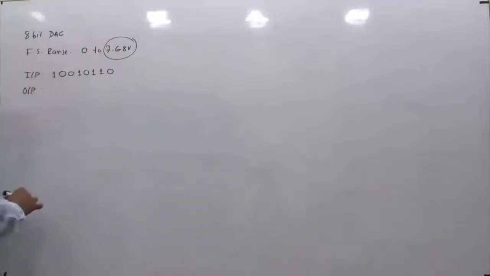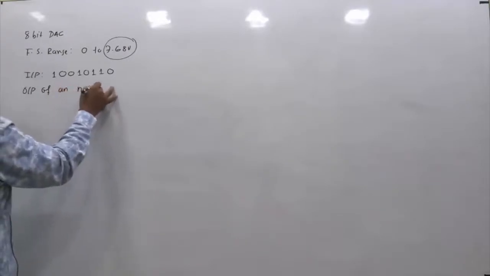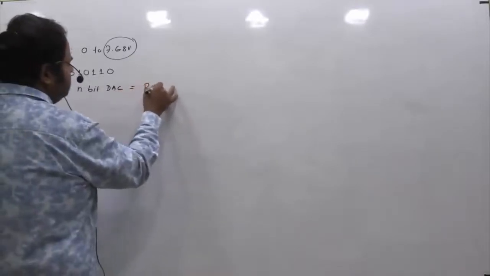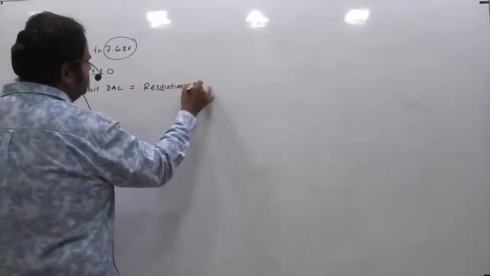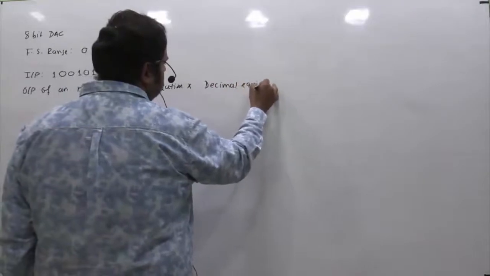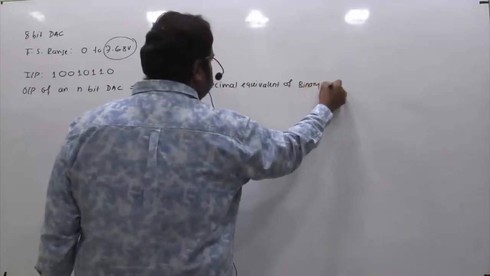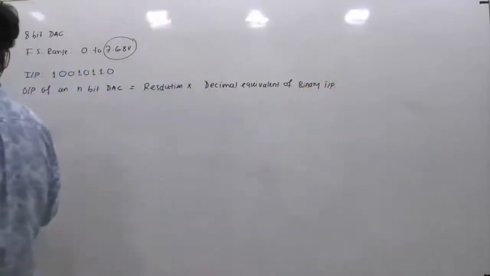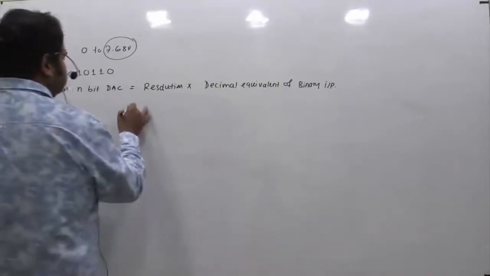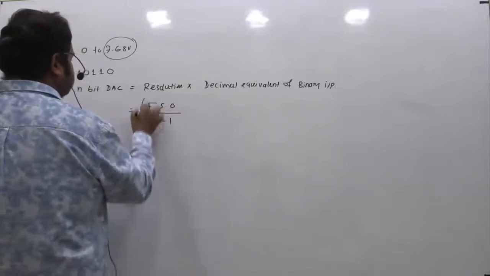So you know very well, the output of an n-bit DAC is given by resolution into decimal equivalent of binary inputs. So what is the resolution? Resolution is full scale output divided by 2 raised to power n minus 1. So this is the resolution.